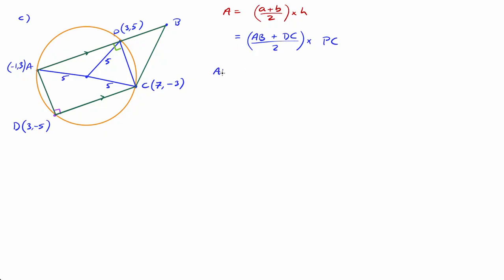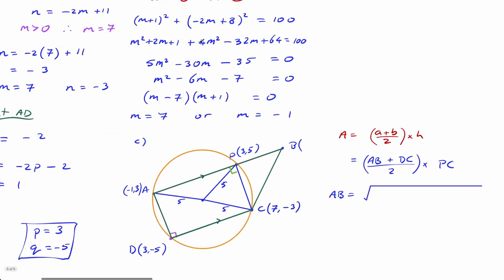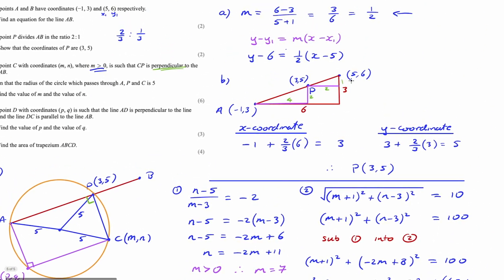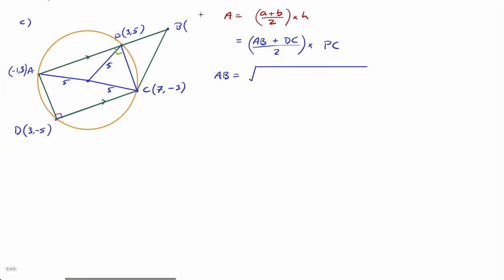All I have to do is get the lengths. So let's do them separately. So AB is the square root of, now actually guys, I need B, which they gave us at the start, which I've forgotten. B was 5, 6. So the length formula, guys, hopefully you know this is x1 minus x2 squared plus y1 minus y2 squared. So it's 5 plus 1 squared plus 6 minus 3 squared, which equals the square root of 36 plus 9, which is root 45.